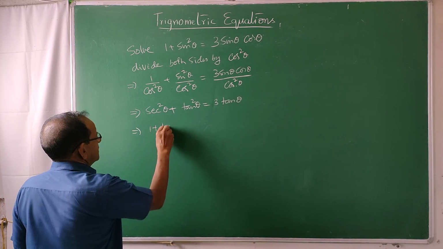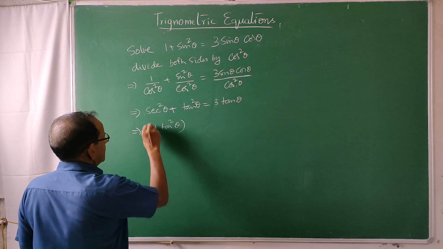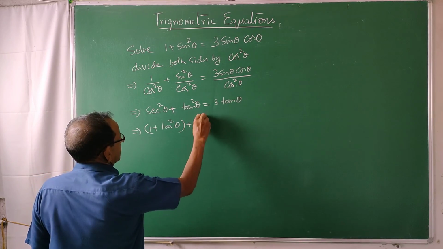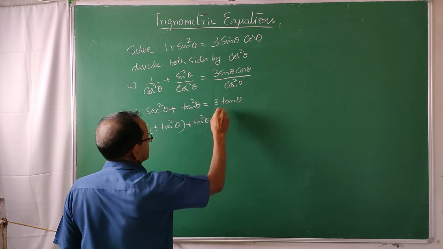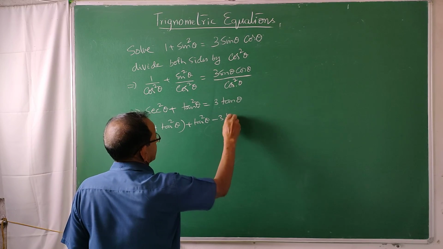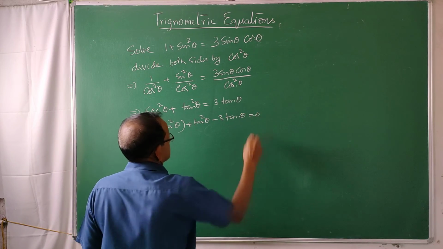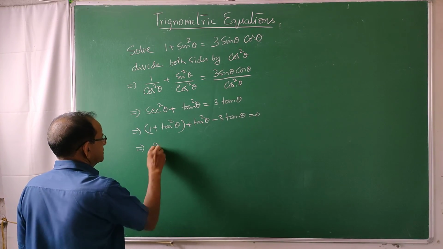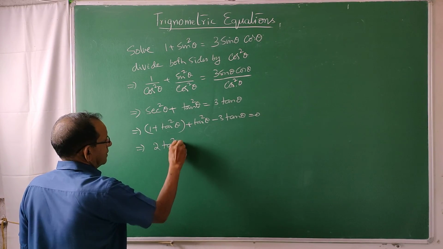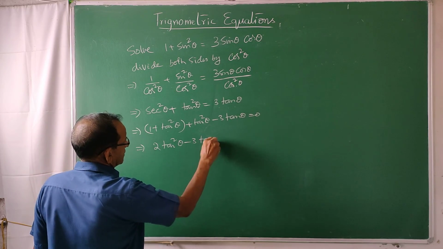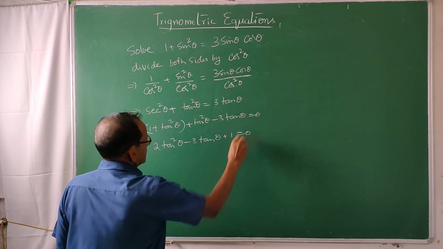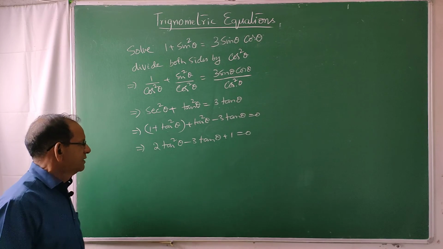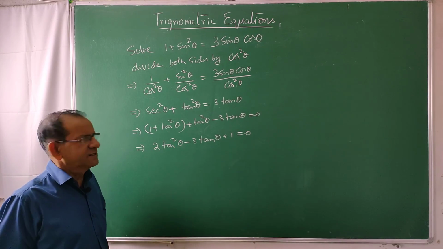1 plus tan square theta plus tan square theta. You bring 3 tan theta to the left side: minus 3 tan theta is equal to 0. Now this is tan square plus tan square, 2 tan square theta minus 3 tan theta plus 1 is equal to 0. Now it is a quadratic equation in tan theta.